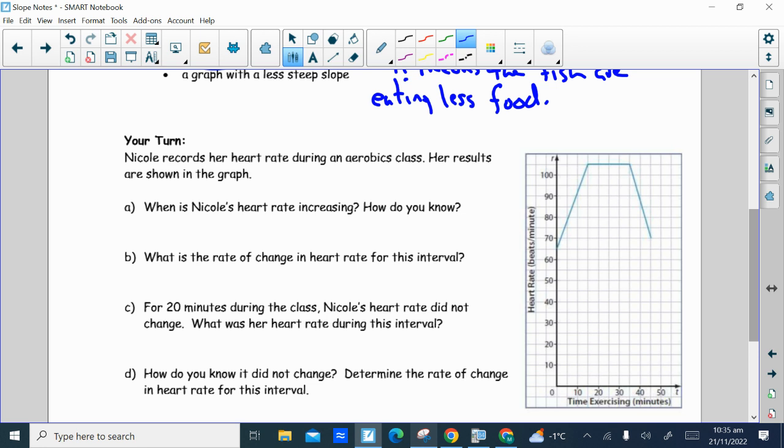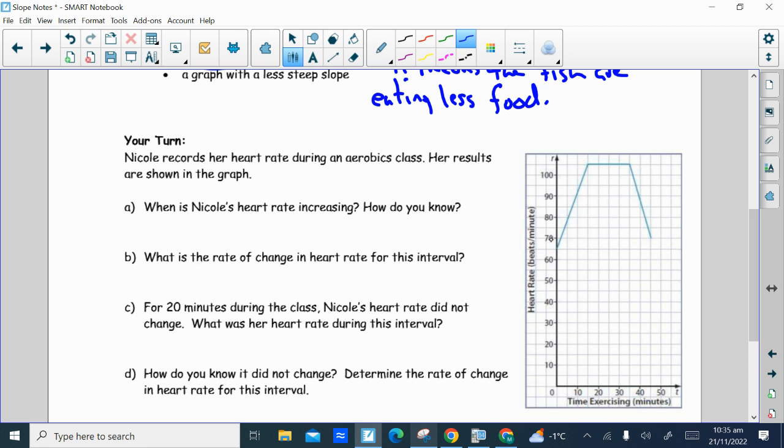So this next one says that Nicole records her heart rate during an aerobic class. Her results are shown in the graph. When is Nicole's heart rate increasing? How do you know? What is the rate of change for this interval? And so on. So this is not one continuous line. You can see that this graph has 3 different lines.